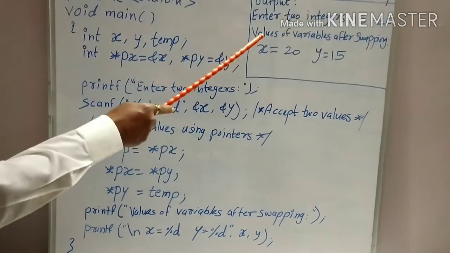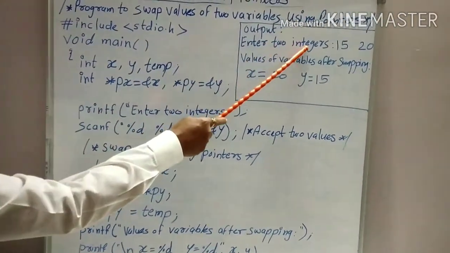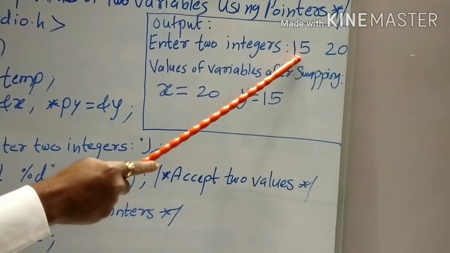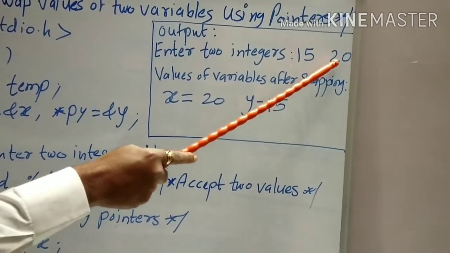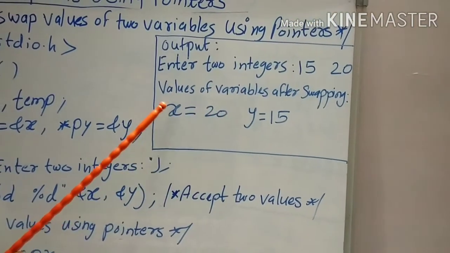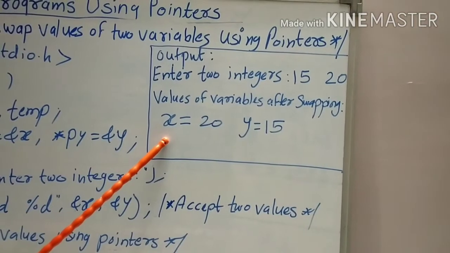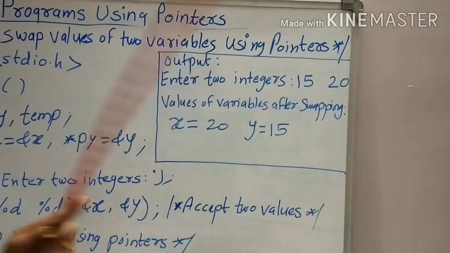Let us see the output. See here, enter two integers. I am entering two values, 15 and 20. 15 is the value of x, 20 is the value of y. After swapping, the value of x will become 20 and the value of y will become 15.